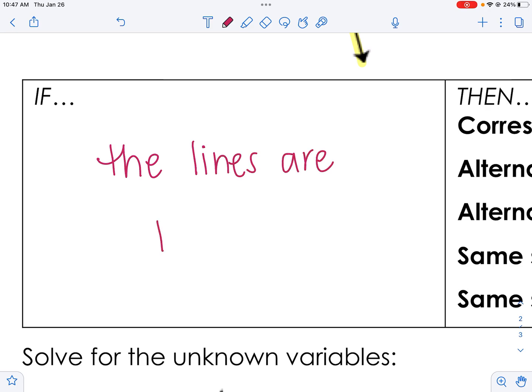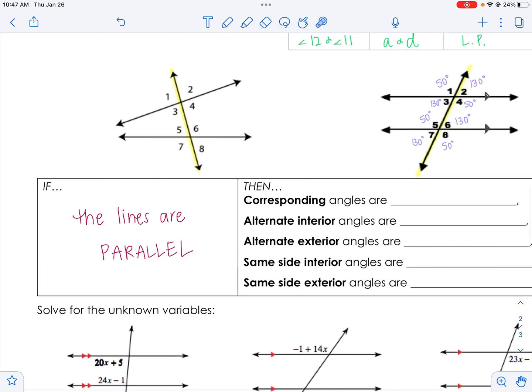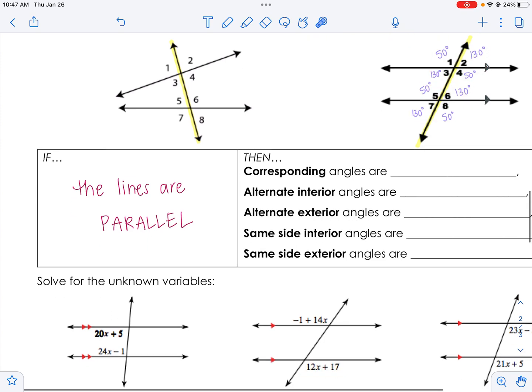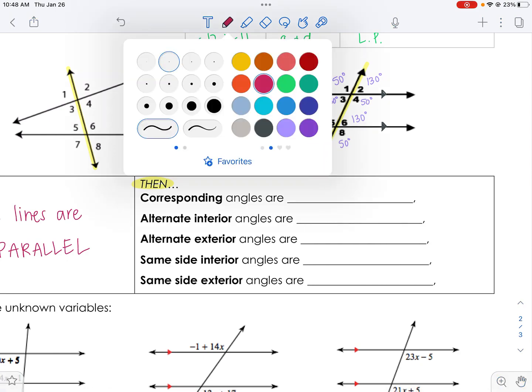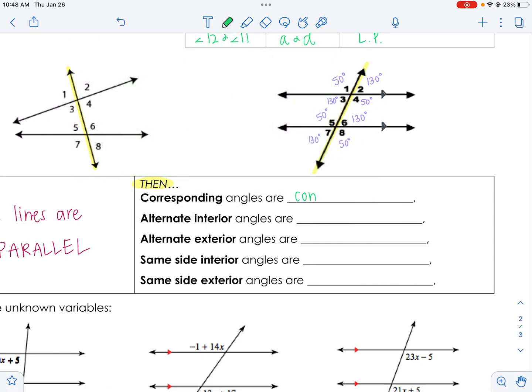If the lines are parallel, then you can solve. Then you can start copying and pasting those angles from above down below. But if your lines aren't parallel, all that you know is that those are corresponding angles, but you don't know if they're congruent or not. So notice that if the lines are parallel, then, like we already said, our corresponding angles will be congruent.